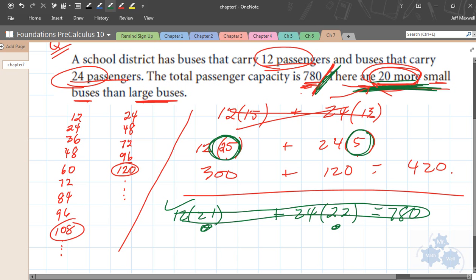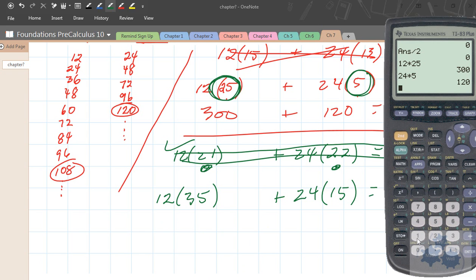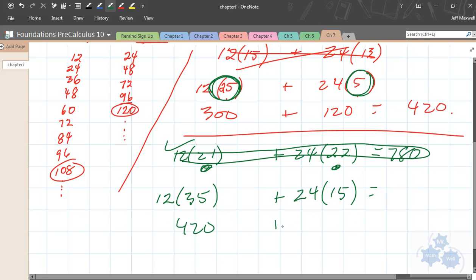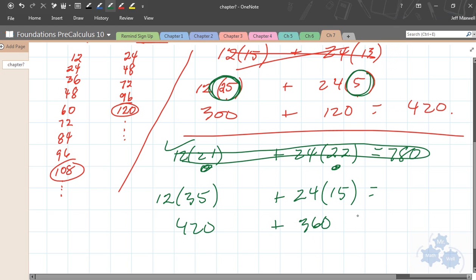So do we have another pair over there? Yeah? Okay, so you said 35 small ones, and then 15? Okay, so let's check this out. All right, so 12 times 35 is 420 plus 24 times 15 is 360, and that adds up to 780. Here we have the right number, and the difference between the buses is 20.